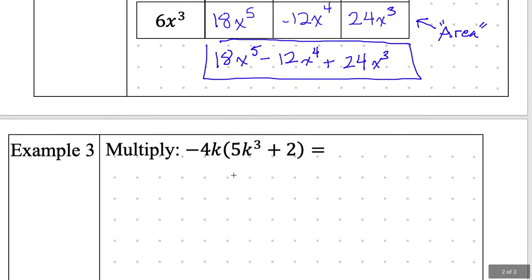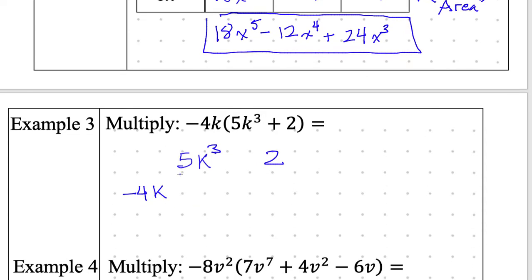Area model. Set it up. 5k to the power of 3 and 2. That's going to be multiplied by negative 4k. Each term gets their own cell, or each term gets their own column or row. So it's going to be a 1 by 2 box. 1 by 2, I don't know what I would call that. A 1 by 2 area.